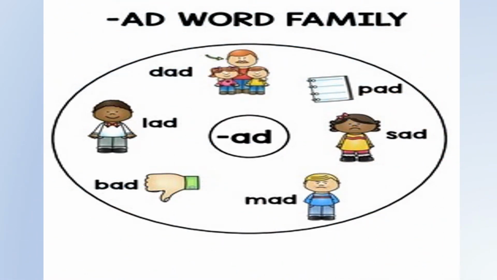Now, after A-B words, let's come to the next word family. And this is A-D words. D, a, d, dad. L, a, d, lad. B, a, d, bad. M, a, d, mad. S, a, d, sad. P, a, d, pad.